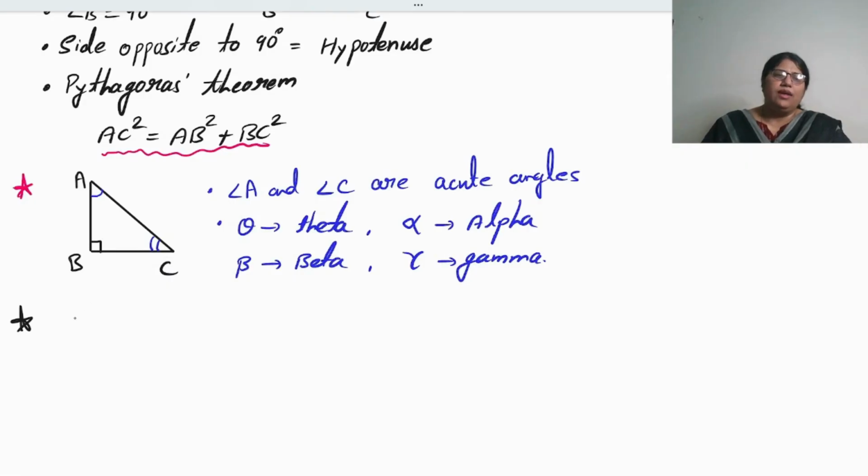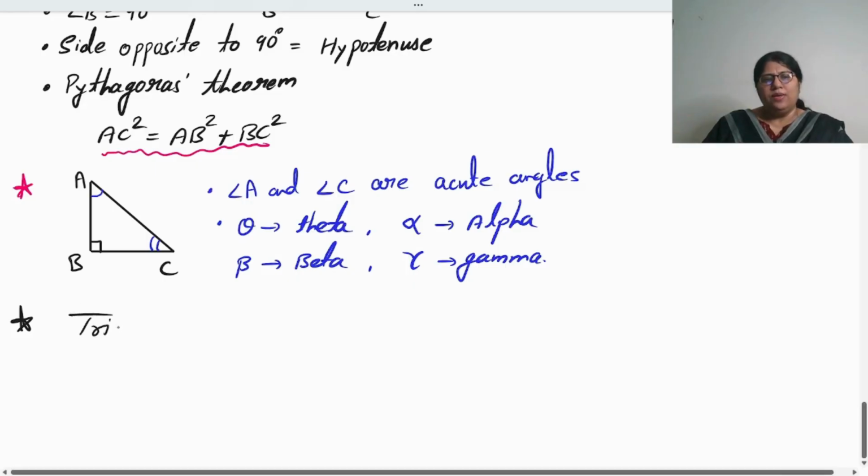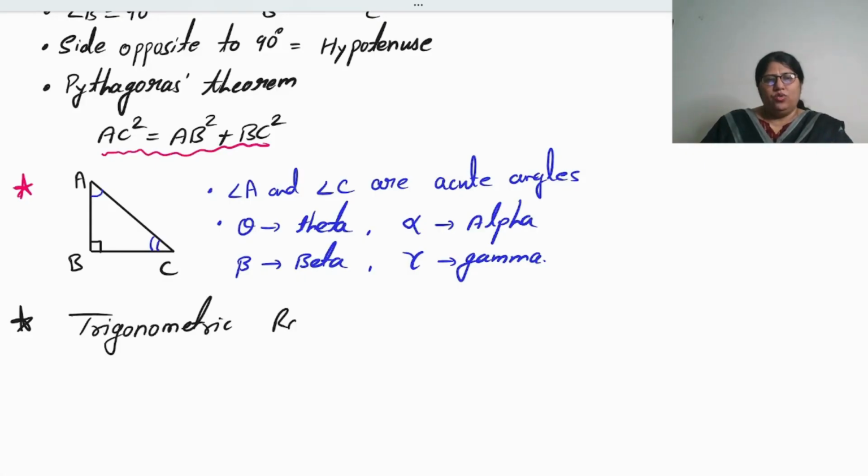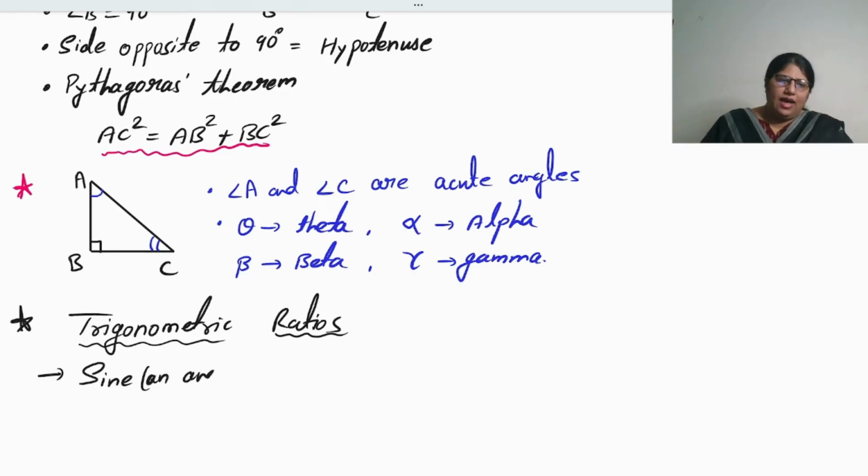So let us start. What is the meaning of trigonometric ratio? A ratio, you know, is nothing but taking any two sides. Trigonometric ratios: there are a total of 6 different ratios. 3 of them are the basic ratios and the other 3 are their reciprocals. So what is the first ratio? We take the sine of an angle, and that angle can be any one acute angle, angle A or angle C. We write this in short form as sine theta.